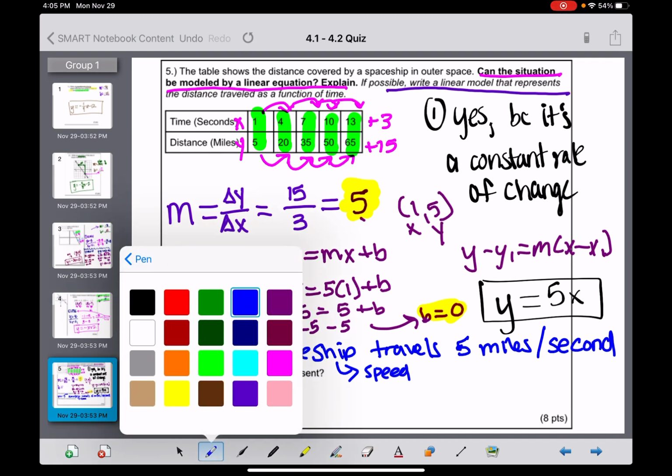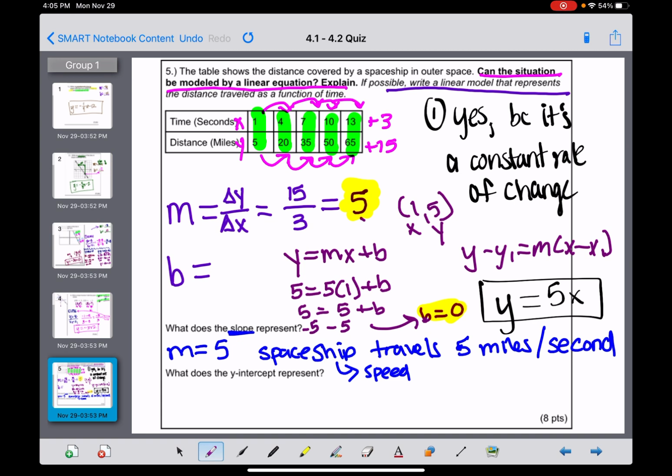What does the y-intercept represent? Well, my y-intercept is 0. So that represents my spaceship's starting distance. So that means it's starting at 0 feet.